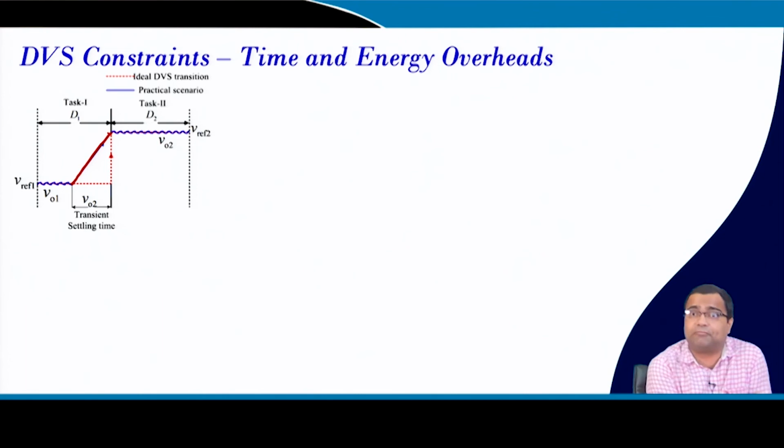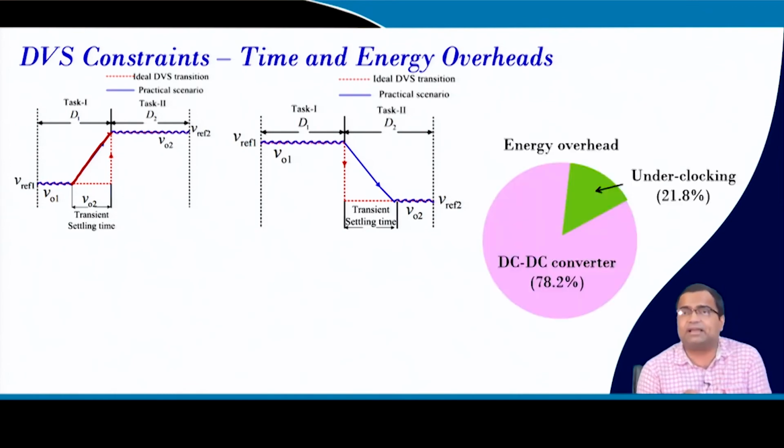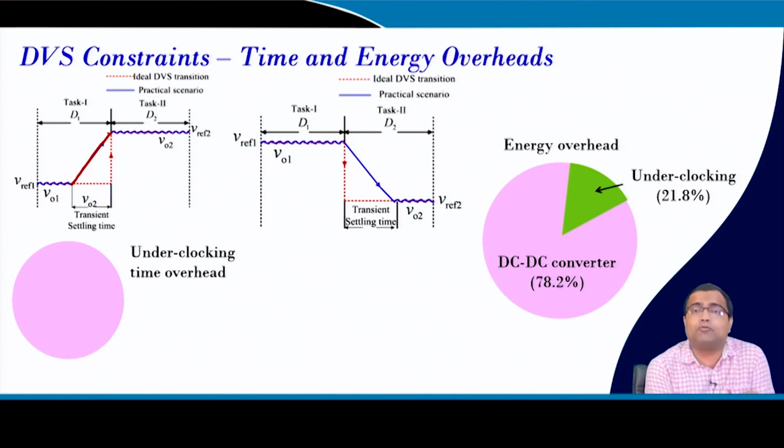It may not be immediate, and that transient time, or basically recovery time, gives rise to, first of all, time overhead, underclocking. That means our required voltage is here, because this voltage can be, let us say, the voltage of the processor, or it can be the voltage of the ring oscillator which generates the clock.